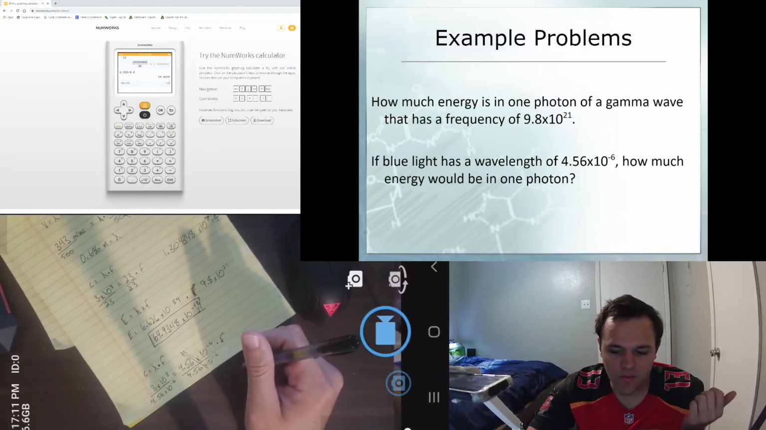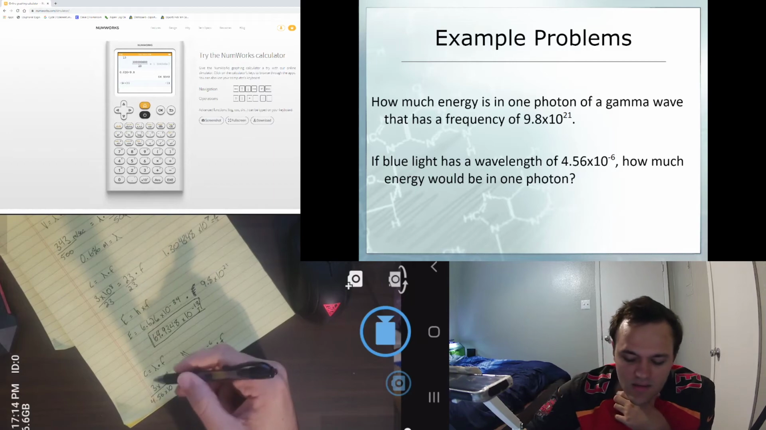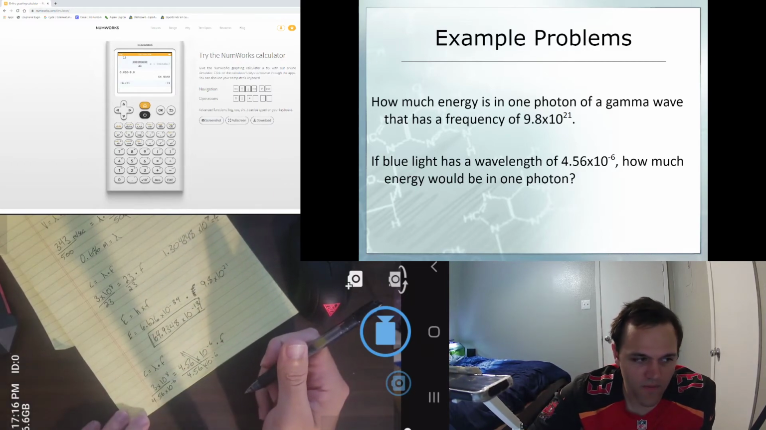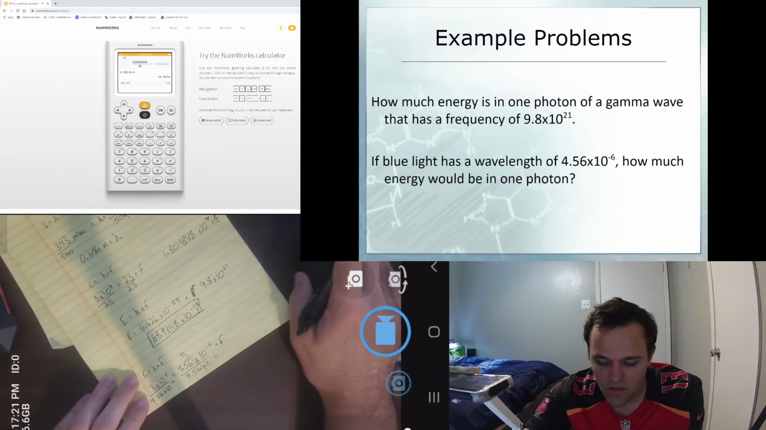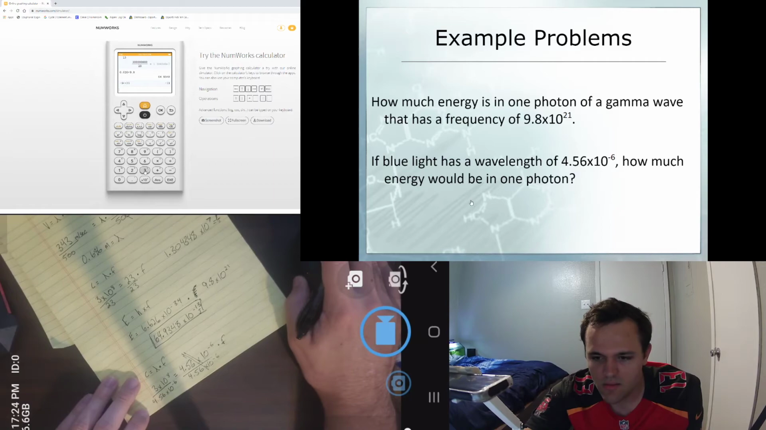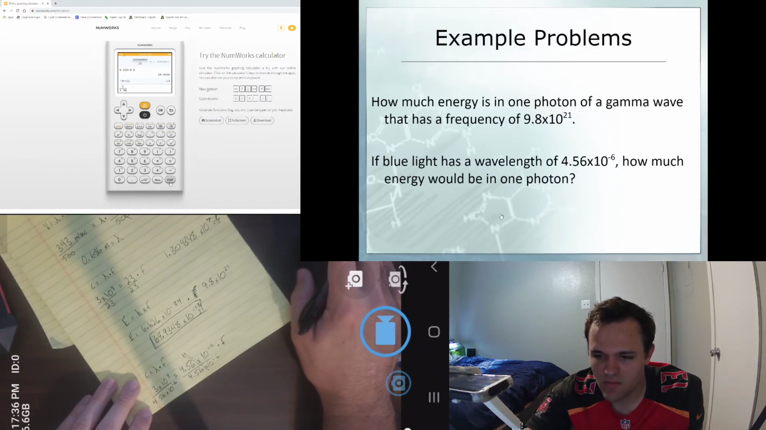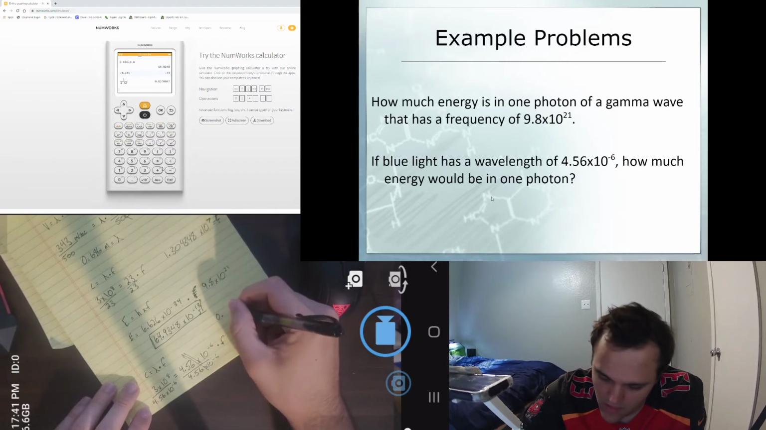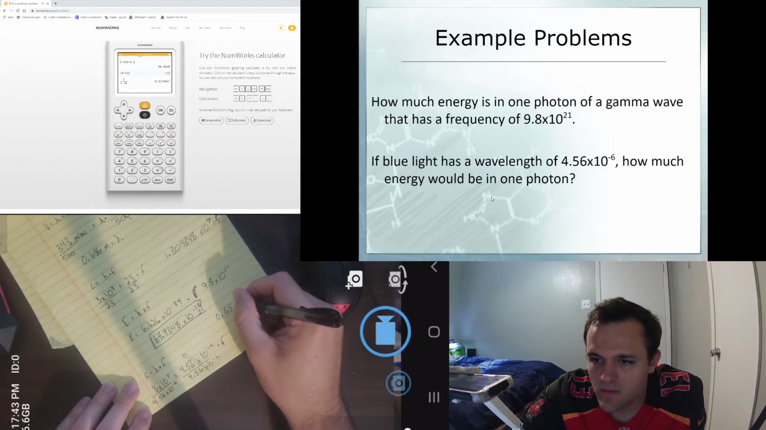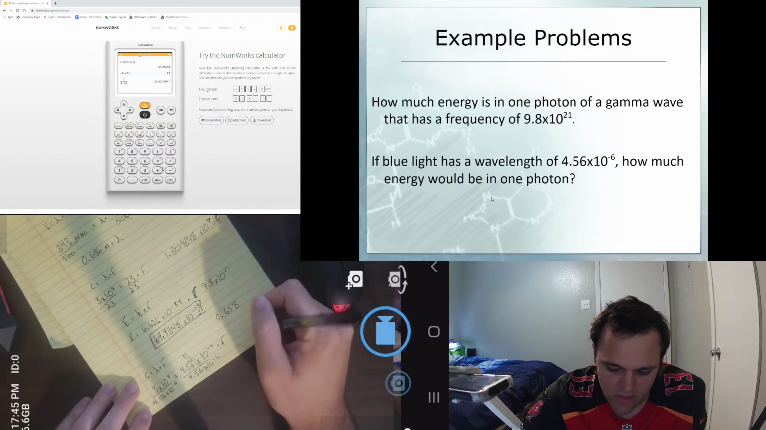So just like the problem we did a second ago, when we are dividing scientific notation like this, the first thing we do is divide the base terms. So here we're going to say 3 divided by 4.56. And that comes out as 0.658, we'll call it. We'll just round it off for now.